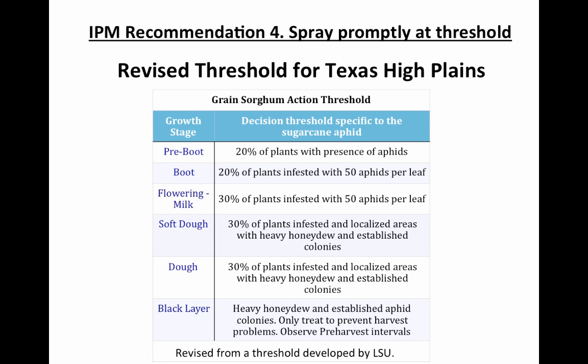And so you go through the different growth stages from pre-boot to the black layer, and early on our pre-boot and boot stages is when 20% of the plants are infested, and the flowering and soft dough is at 30% of the plants infested. But you don't want to wait also until you have too heavy numbers of aphids, because that's the reason why we put in there at the boot and the flowering stages that you don't want to go over that 50 aphids per leaf, because whenever you do that, you will probably put yourself in a situation where it's going to be hard to get control.